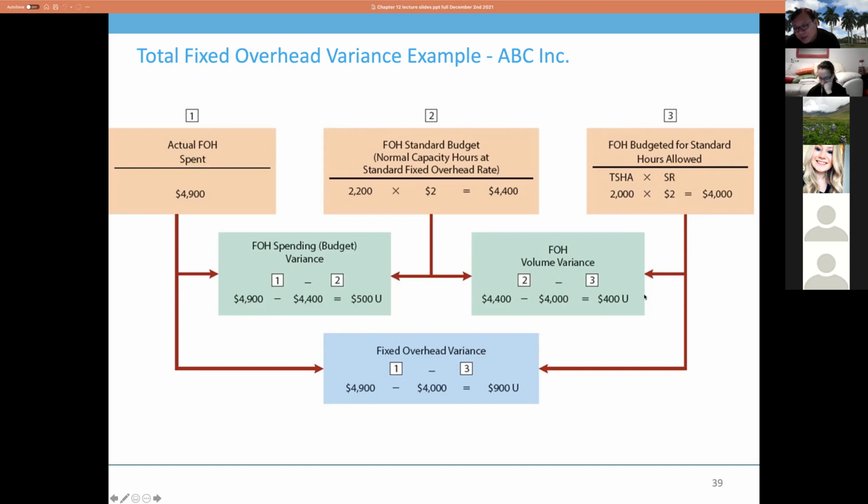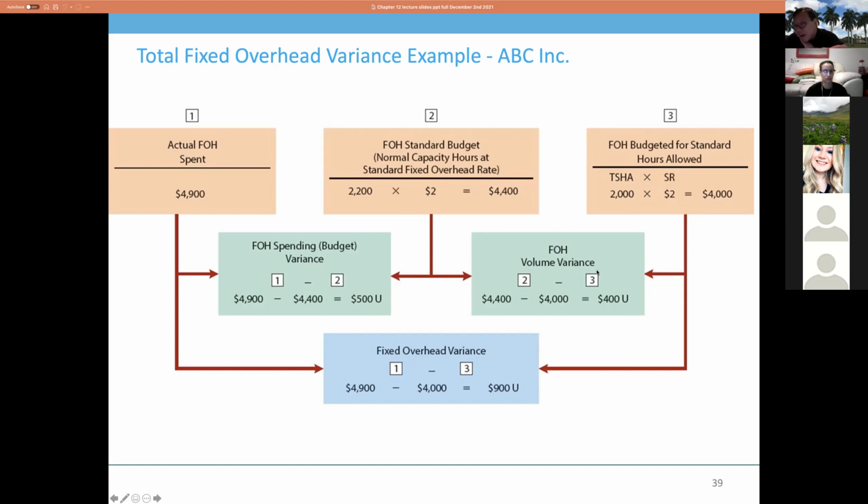Okay, so this calculation is the only element that is not part of the budget variance. See this part, the fixed overhead spending variance is part of the budget variance. Okay, so I just want to highlight this. This is the biggest difference between the variable overhead versus fixed overhead.